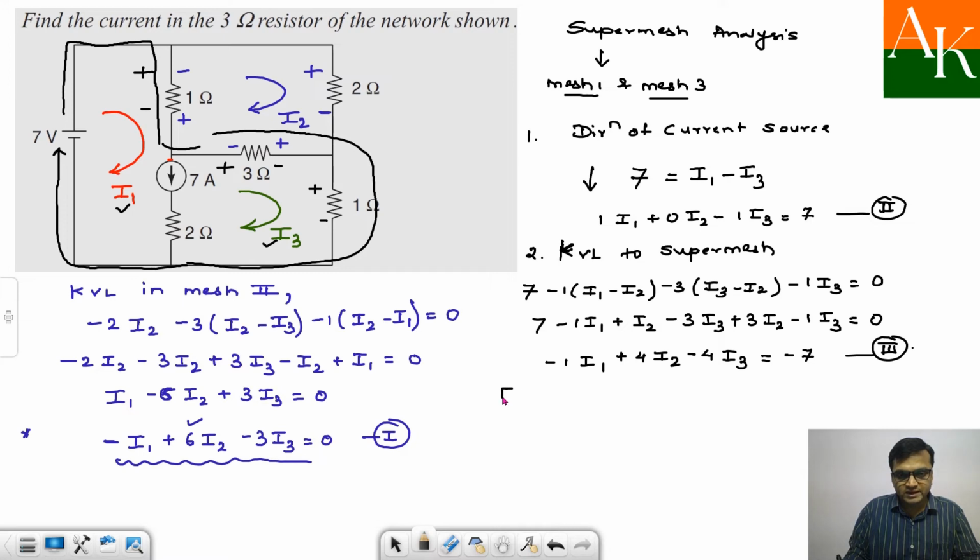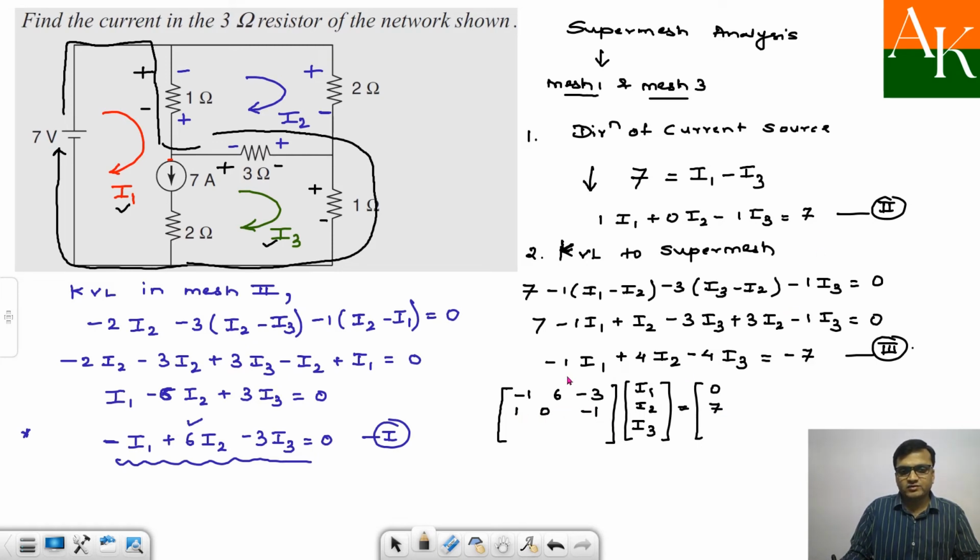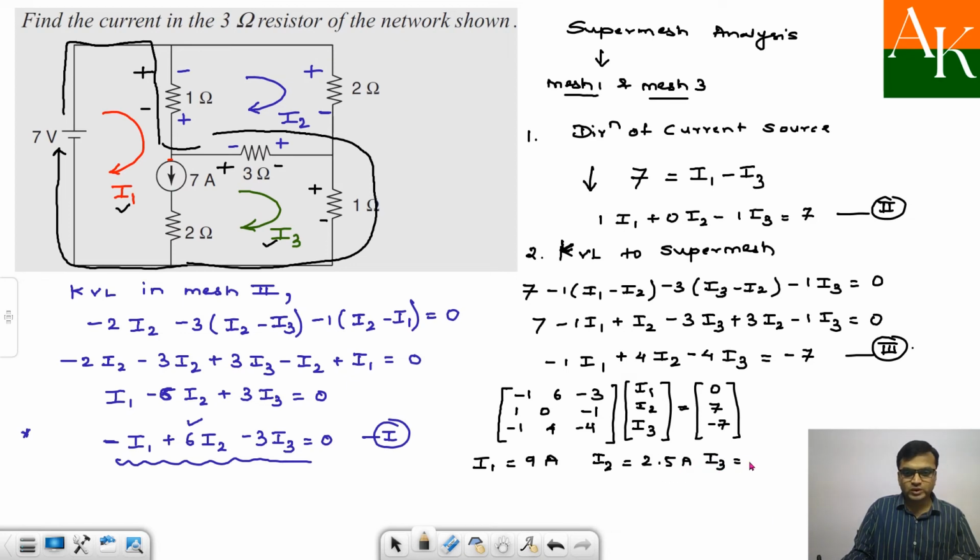Of course, if you write down the matrix over here, this matrix won't be a symmetric matrix. So here you can see this is the resistance matrix. From equation number 1, I1, I2 and I3, and the right hand side is 0. From equation number 2 I am getting 1, 0, minus 1, 7. And from here I am getting minus 1, 4, minus 4 and minus 7. So you solve this thing, you will get I1 as 9 ampere, I2 as 2.5 ampere and I3 as 2 ampere.